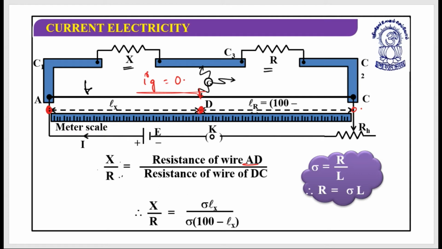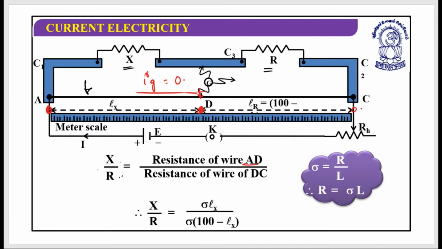This could be the case only one time, when this is the case of a balanced Wheatstone bridge. So I have done the same thing. It's X by the resistance of wire AD, that should be equal to R divided by the resistance of wire DC. And if I take a ratio, this could be the situation.